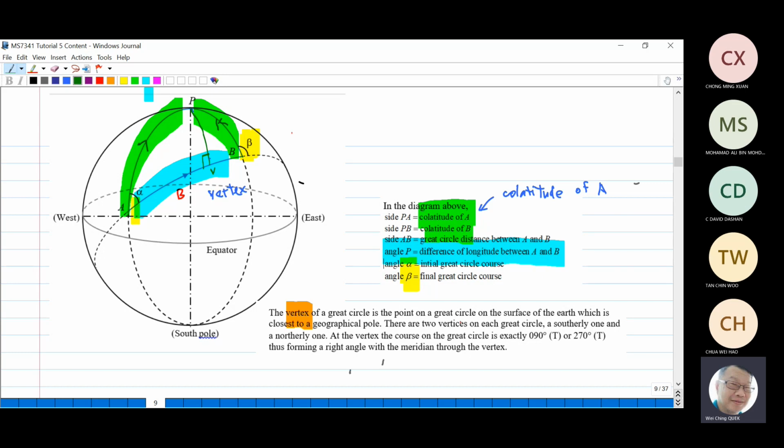So there are actually two vertices, because you can measure to the North Pole and also sometimes the nearest point to the South Pole. That's why there are two nearest points. At the vertex, the angle is 90 degrees or 270 degrees, depending on which direction the movement is. So this is called a vertex here.